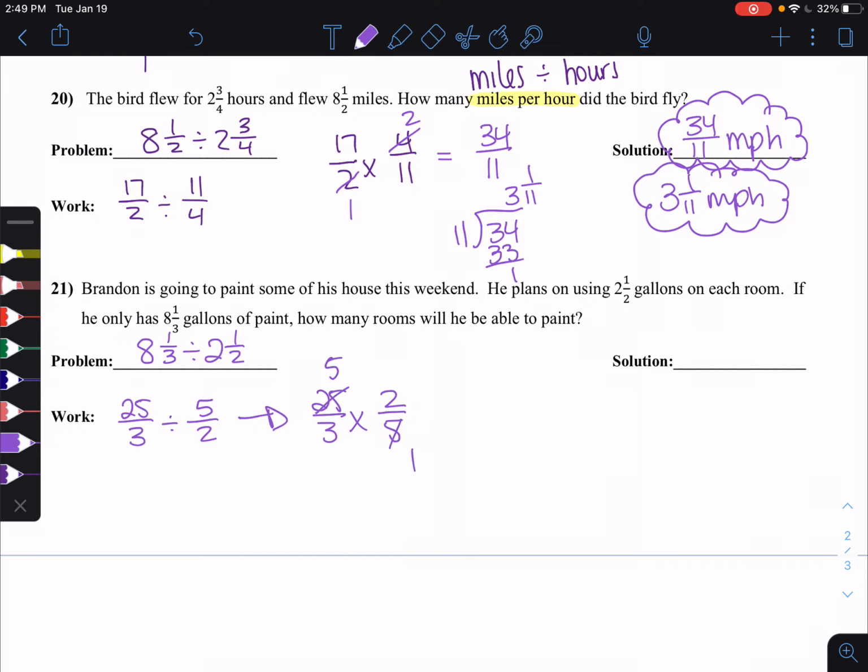So 1 and 5. So 5 times 2 is 10. 3 times 1 is 3. So it can be 10 over 3 rooms, or you can do 3 into 10, which is 3 times. And you could do 3 1/3 rooms.